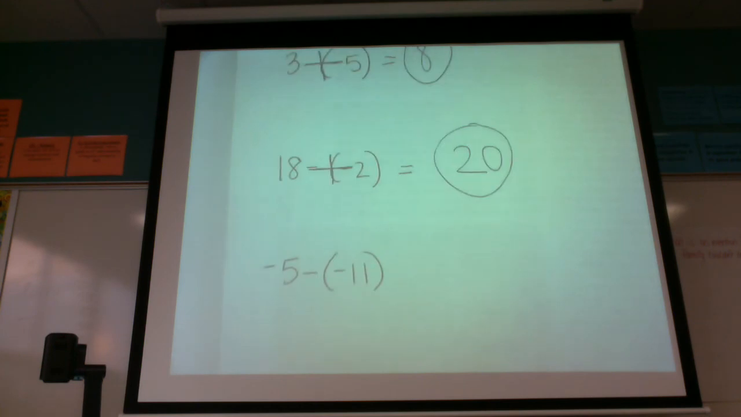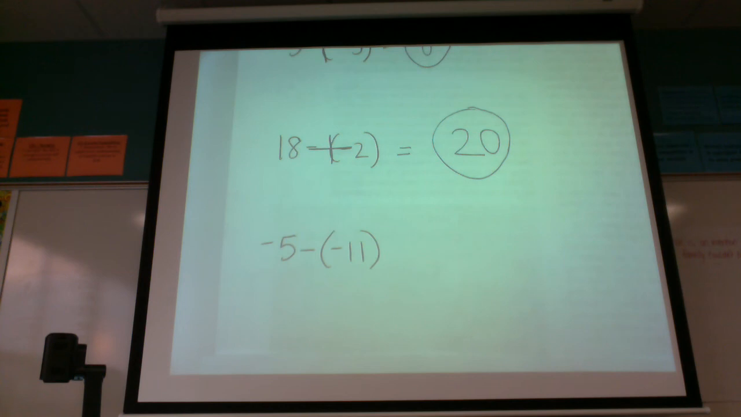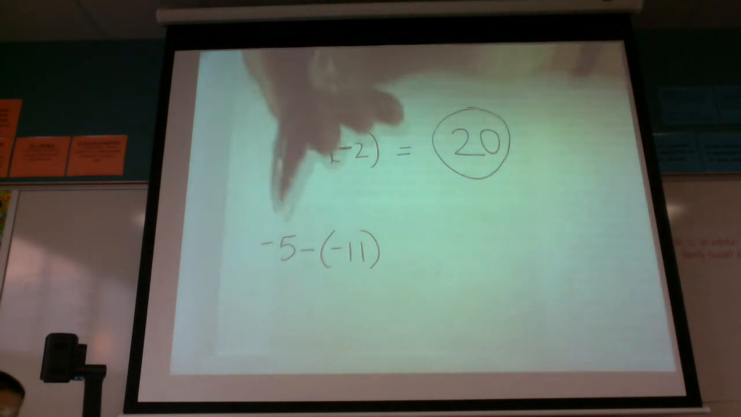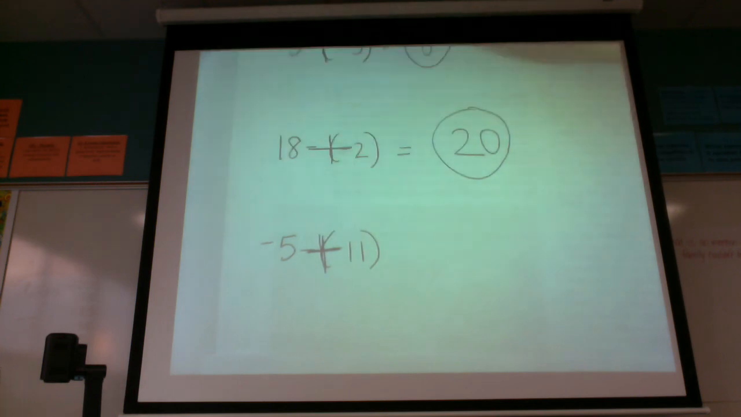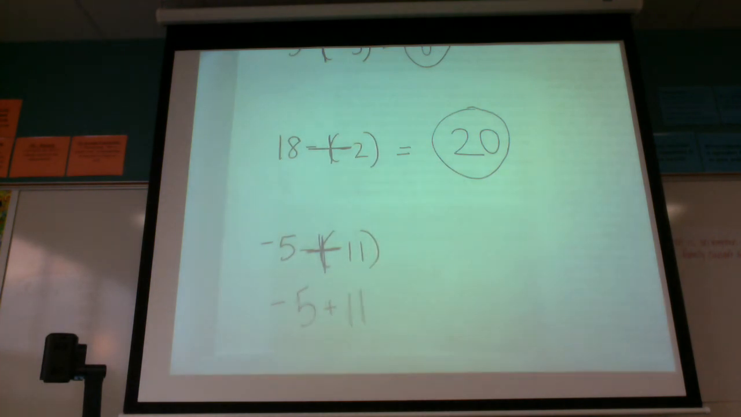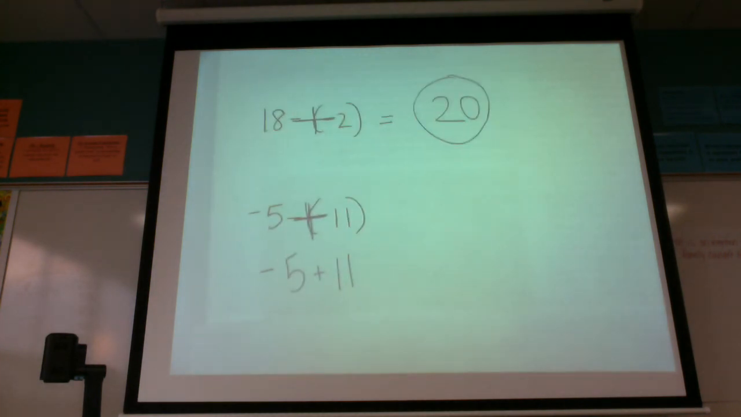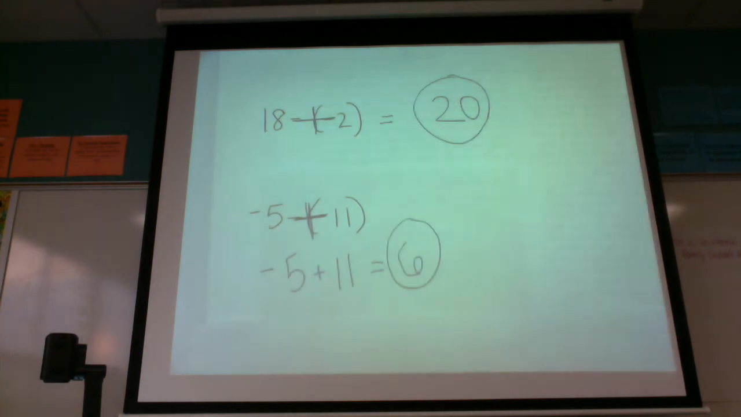Last but not least there, -5 minus -11. So remember, I only connect those that are touching. So negative signs connect, make that a plus. So now it's -5 plus 11. I can rewrite that too if I want to be able to see it a little bit better. So now I'm following my addition rules. -5 plus 11, that's going to be a positive number. So I end up subtracting, I'm going to get 6.